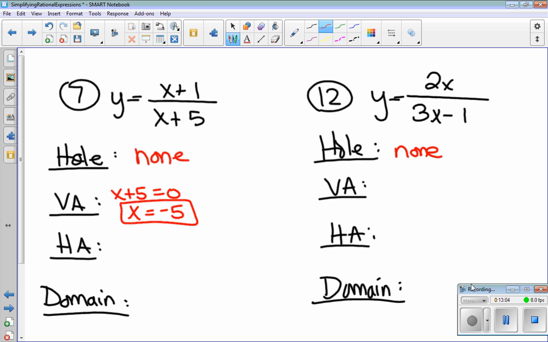And the other one is going to be a decimal. Okay? So again, I'm going to do the same process. I'm going to set the denominator equal to 0. But I have to solve this. Add 1 and divide by 3. So x equals 1/3 is your vertical asymptote. You can have fractional asymptotes.